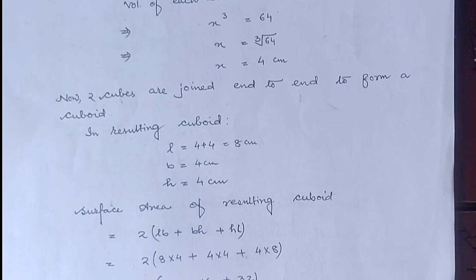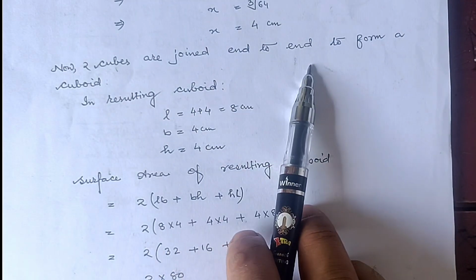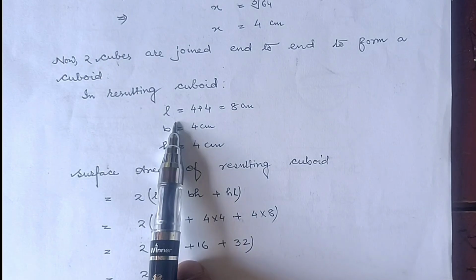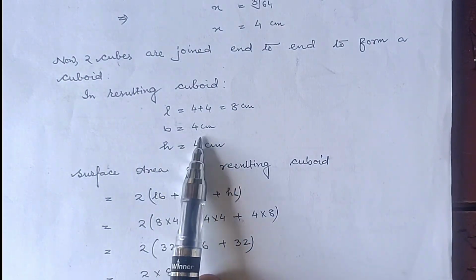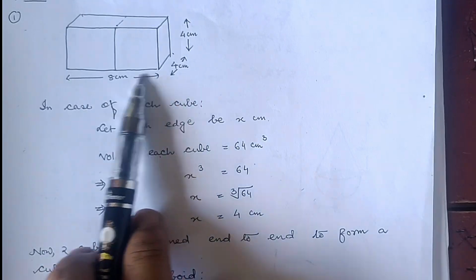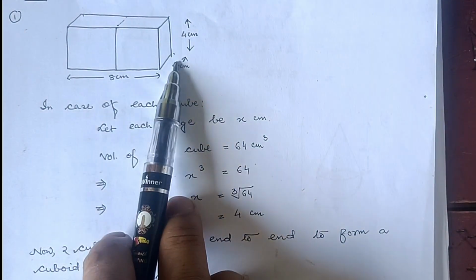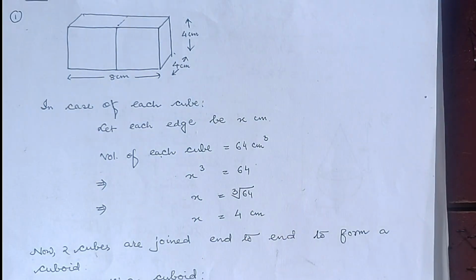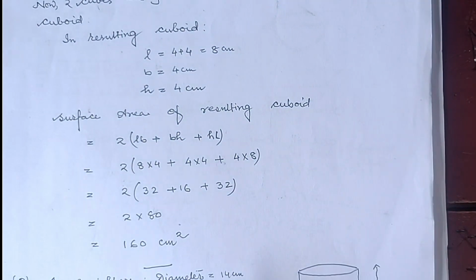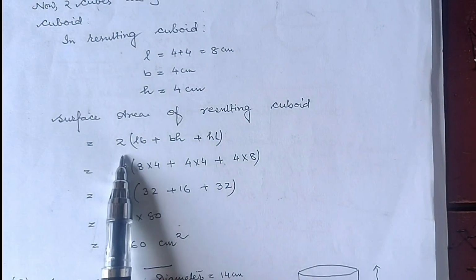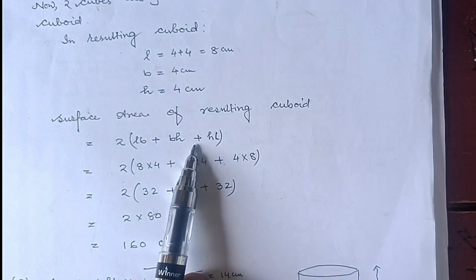So we can write, now two cubes are joined end to end to form a cuboid. So in the resulting cuboid, length equals 4 plus 4, 8. Breadth will remain 4, height will remain 4, because here only length is going to change, breadth and height will not change. So length will be 8, breadth will be 4, height will be 4. Now what is the formula for the surface area of the cuboid? Total surface area of a cuboid is twice LB plus BH plus HL.